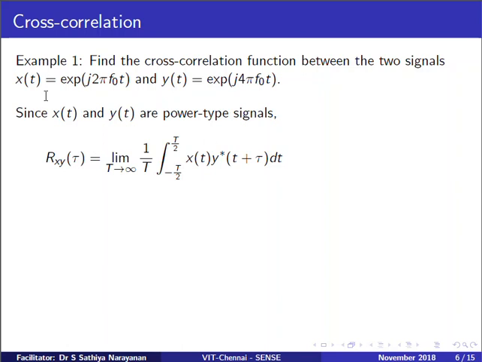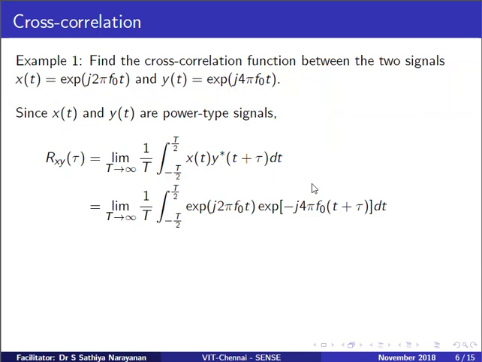They are denoted as x of t and y of t. So they are power type continuous time signals. Therefore, we should pick the correct definition for Rxy. So Rxy of tau is equal to limit t tends to infinity 1 divided by t integral minus t by 2 to t by 2 x of t y complex conjugate of t plus tau.